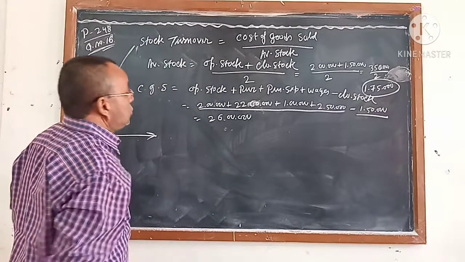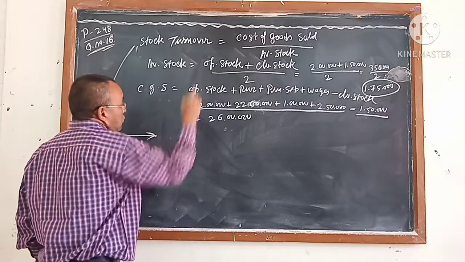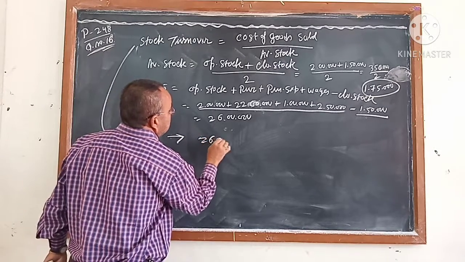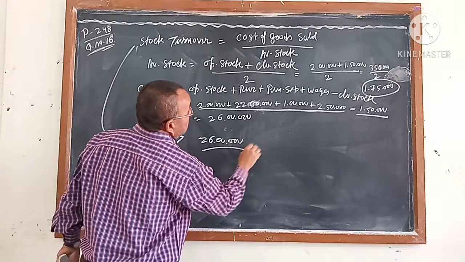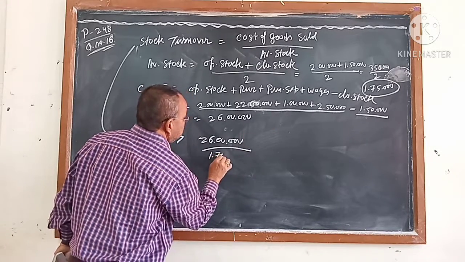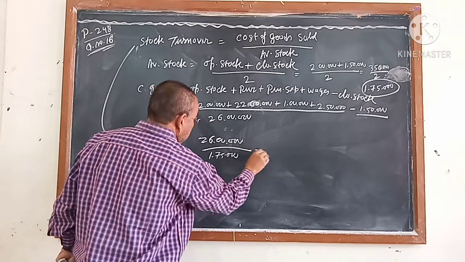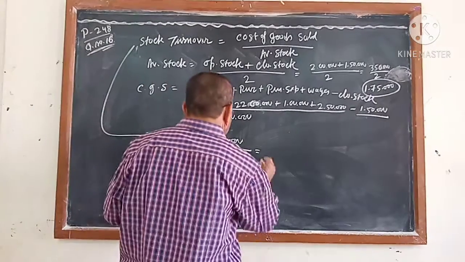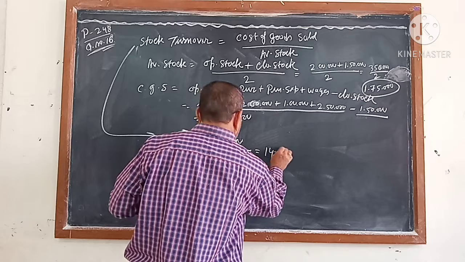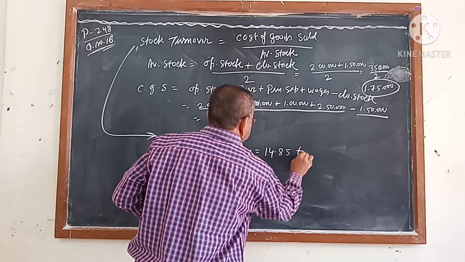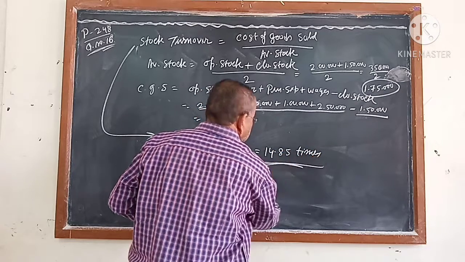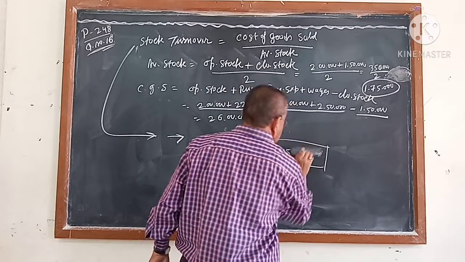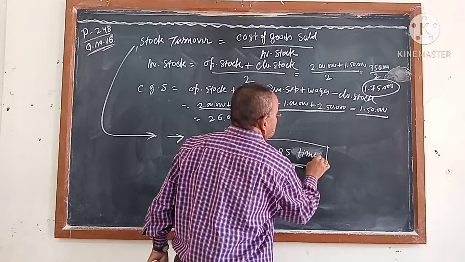Now stock turnover ratio is cost of goods sold by average stock. Cost of goods sold, you got 26 lakhs, by average stock, 175. Multiply by 100 per 2. 26 by 175, you are getting 14.85 times. Your answer is coming in times. Understand? This is times.